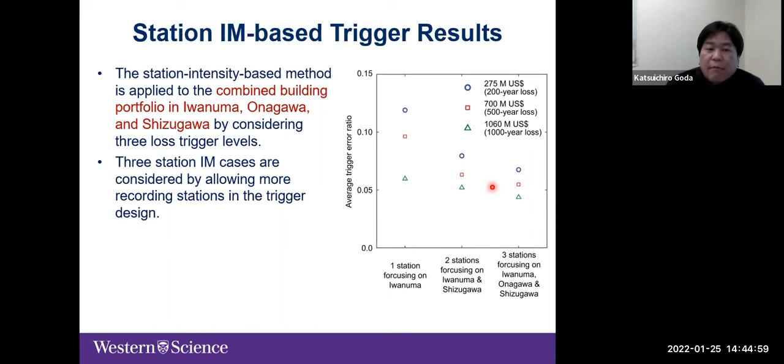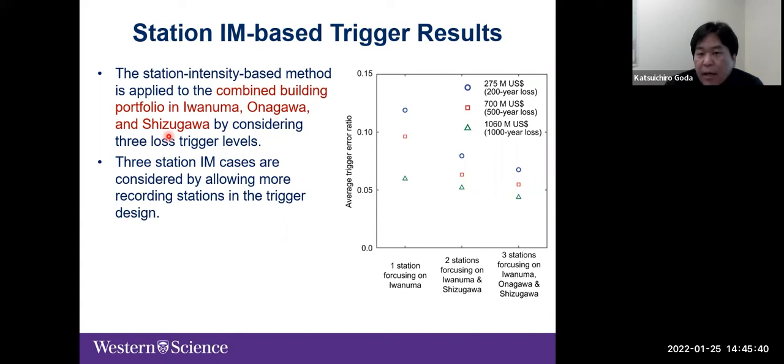So just to explore that aspect, I prepared a different loss data set, and the building exposure data set spans 3 locations, Iwanuma, Onagawa, and Shizugawa, which spans about 100 kilometers along the coast. If that's the target, and the combined loss in those 3 locations is the thing to be predicted, then how should the cat bond trigger system be designed?